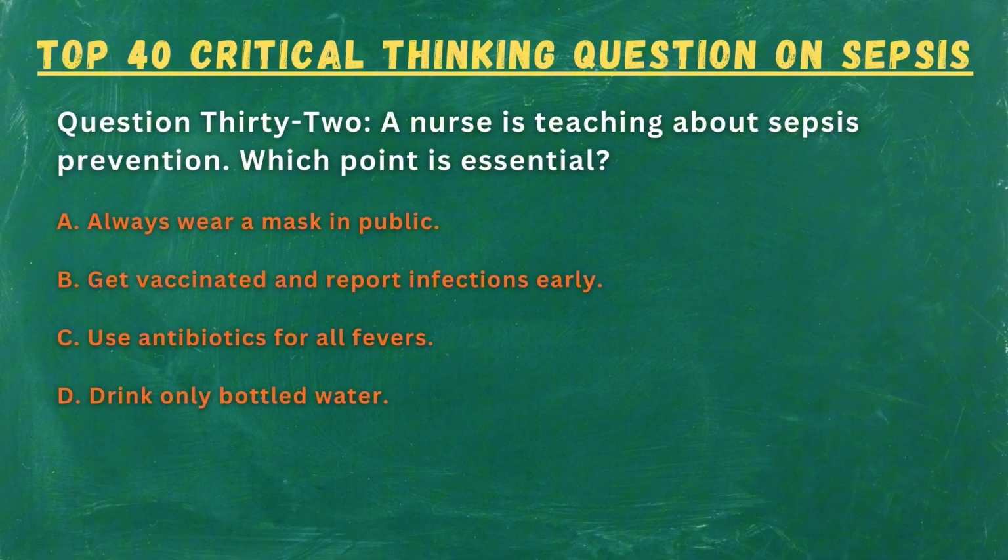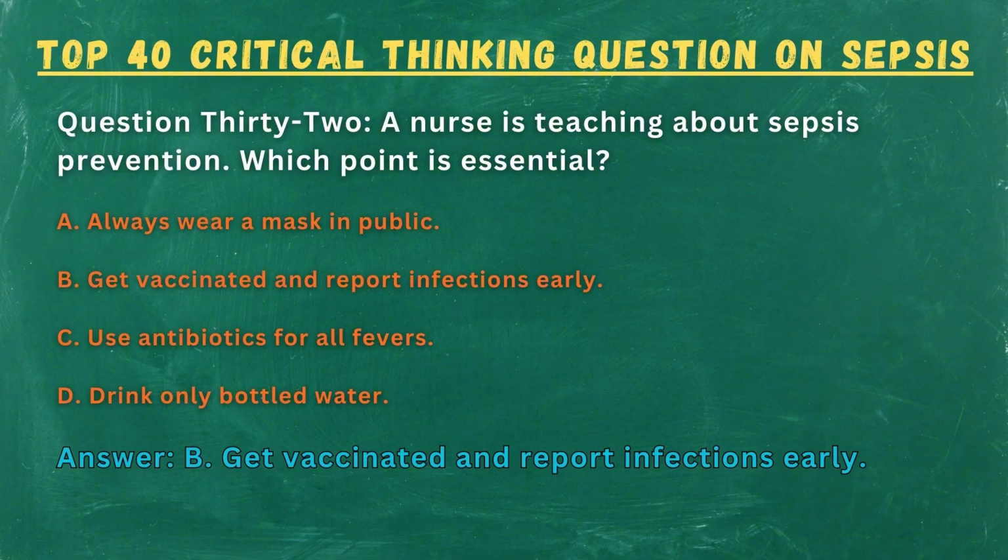Question 32. A nurse is teaching about sepsis prevention. Which point is essential? A. Always wear a mask in public. B. Get vaccinated and report infections early. C. Use antibiotics for all fevers. D. Drink only bottled water. Answer: B. Get vaccinated and report infections early.